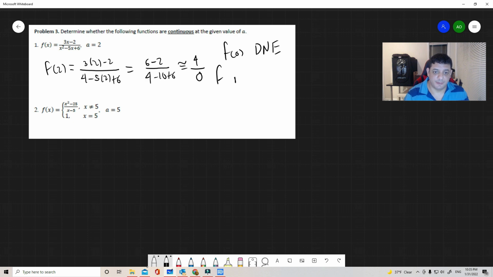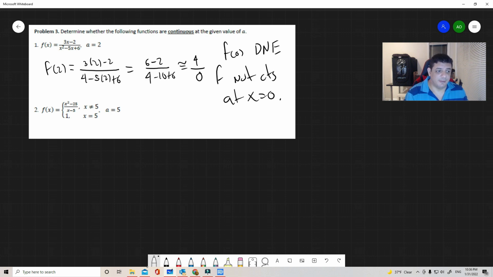f is not continuous at x equals 0. Okay, so that's the first scenario that can occur. If we don't have that the function is defined, then it's not continuous. Now let's go for number 2.